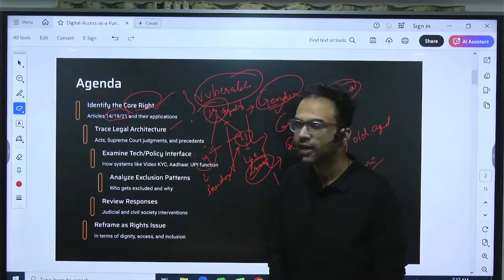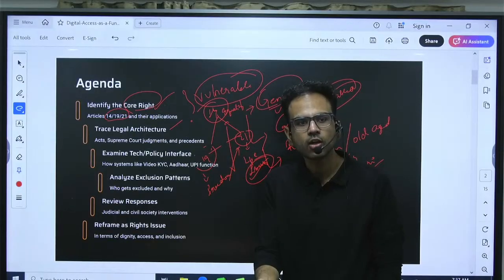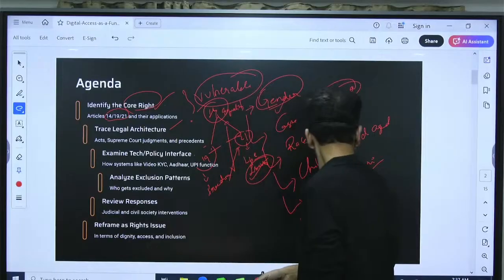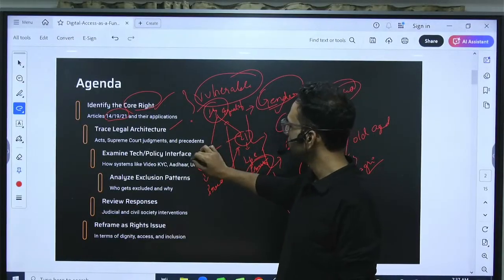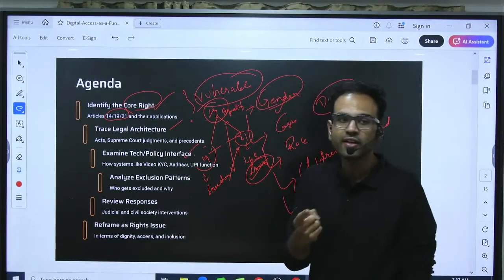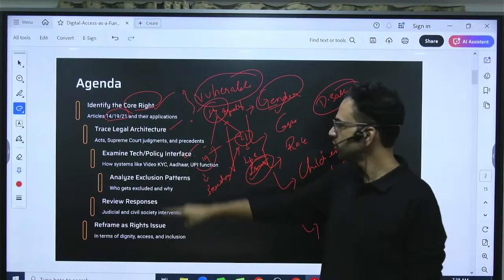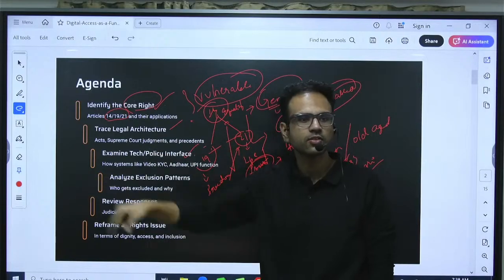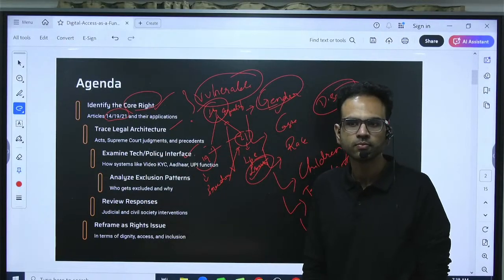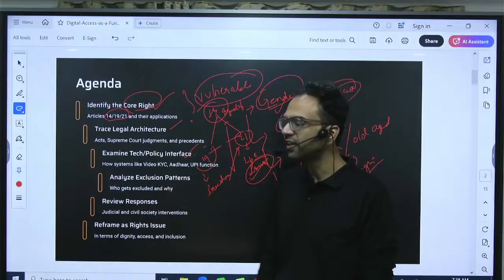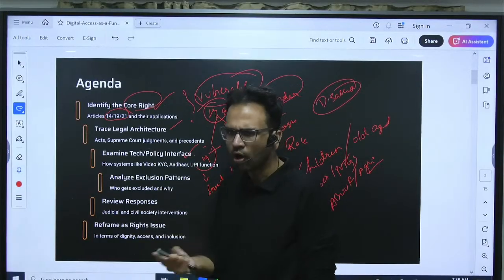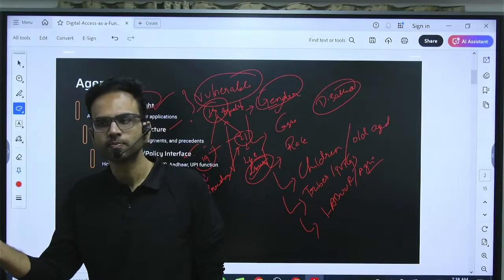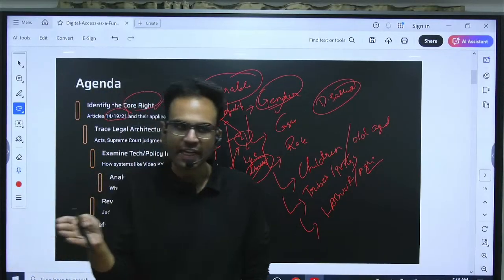So after that, you need to know what laws exist right now on this issue. What is the legal architecture? Then you have to understand if there is any policy which is trying to give a governance structure to this law. Then see if there is any flaw. Is the policy excluding someone or is it including someone?